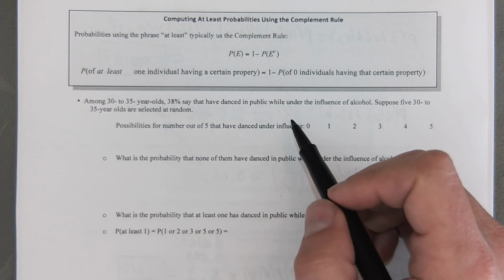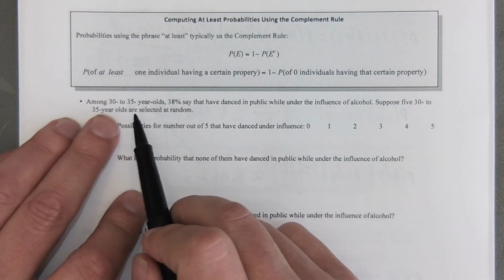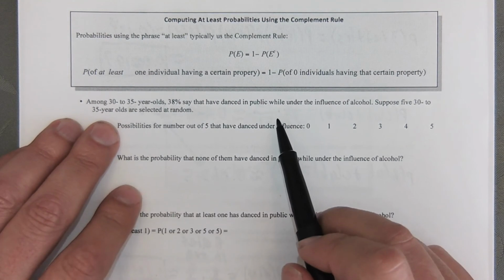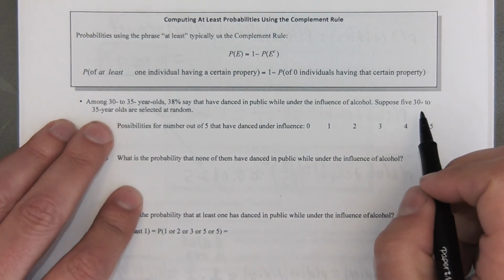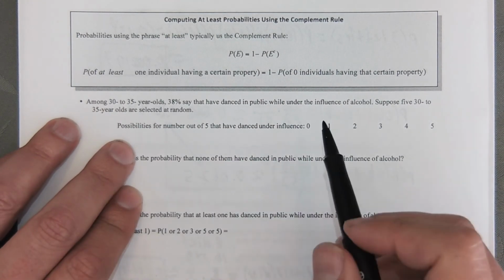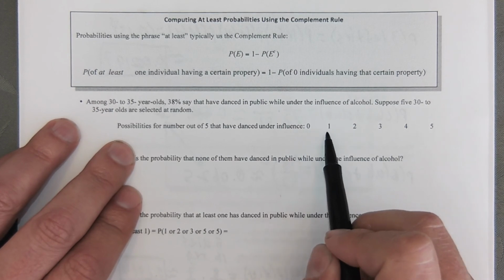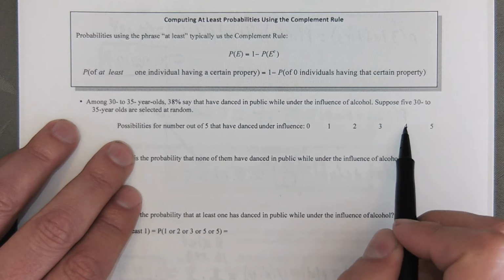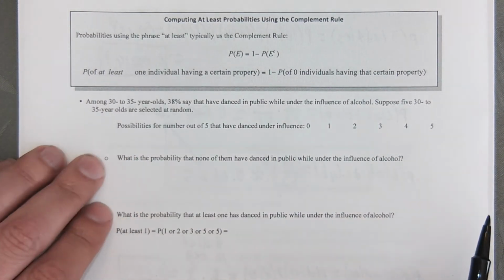All right, we are here. So among 30 to 35-year-olds, 38% say that they have danced in public while under the influence of alcohol. Suppose 5 30 to 35-year-olds are selected at random. Here I've listed out, it's possible none of these 5 have danced in public under the influence. Maybe only 1 of the 5 have, 2 of the 5, 3 of the 5, 4 of the 5, and possibly all 5 of the 5. That seems unlikely, which we will see here in a second.